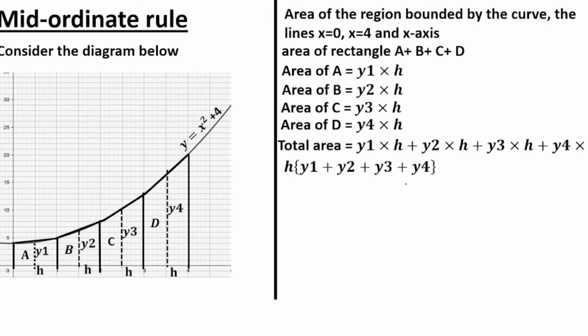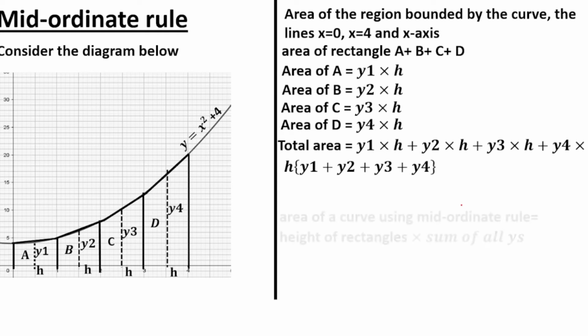H into Y1 plus Y2 plus Y3 plus Y4. So the total area of this region will be Y1 plus Y2 plus Y3 plus Y4 times the common width, which is H in that case.